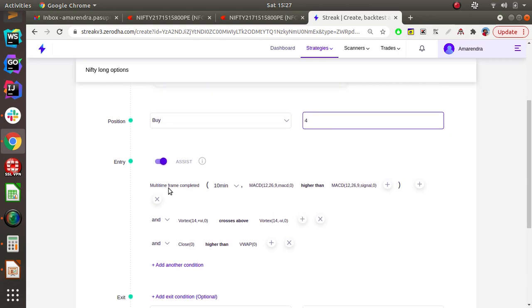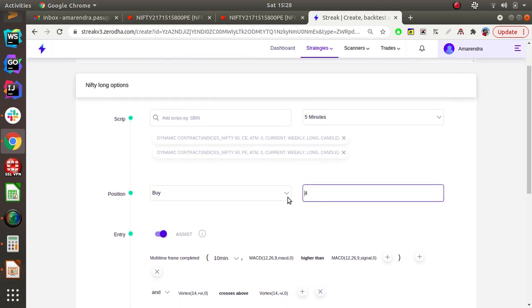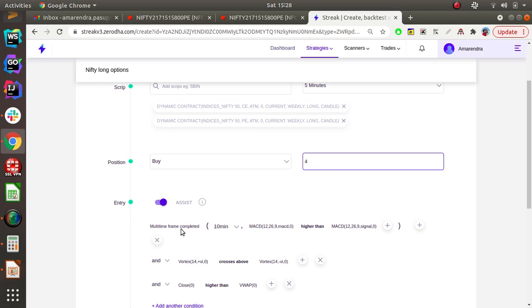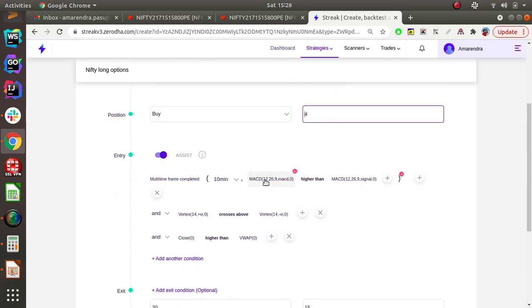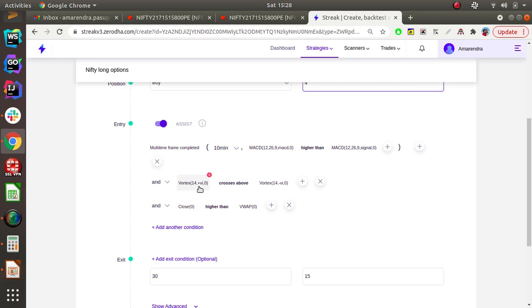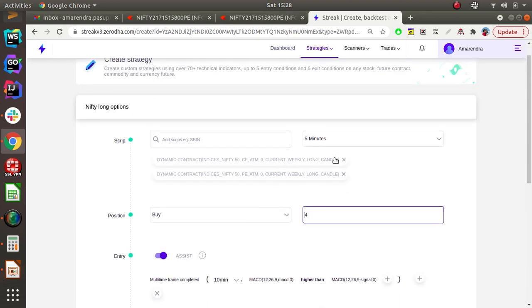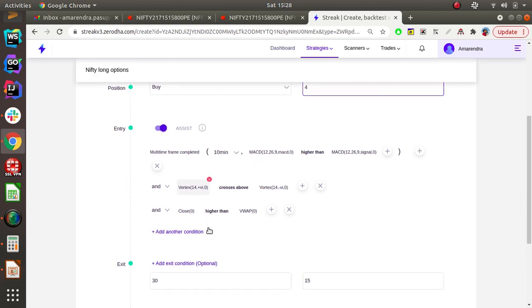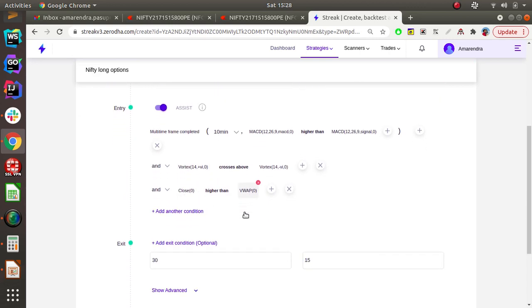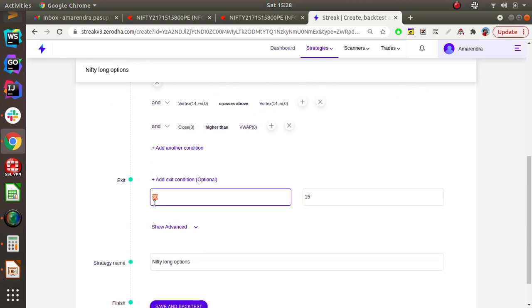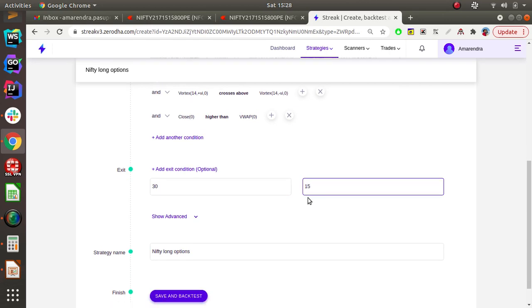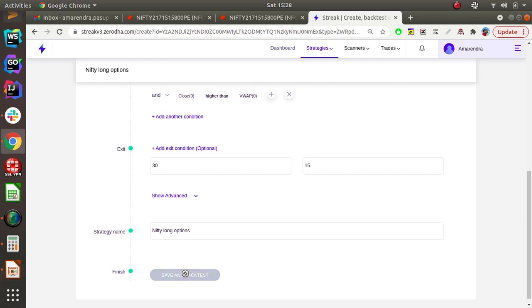We are going to use the multi time frame completed indicator, because here we are giving 5 minutes, and we want to use different indicators with different time frames. So with multi time frame I have used 10 minutes MACD higher than signal, which means the green one is above the red one. The Vortex positive crosses above the negative one; since here we gave 5 minutes, the Vortex will apply on 5 minutes, and also the close has to be higher than volume weighted. Then I gave a stop loss of 30% and a profit target of 15%. Okay, let us see the backtest.